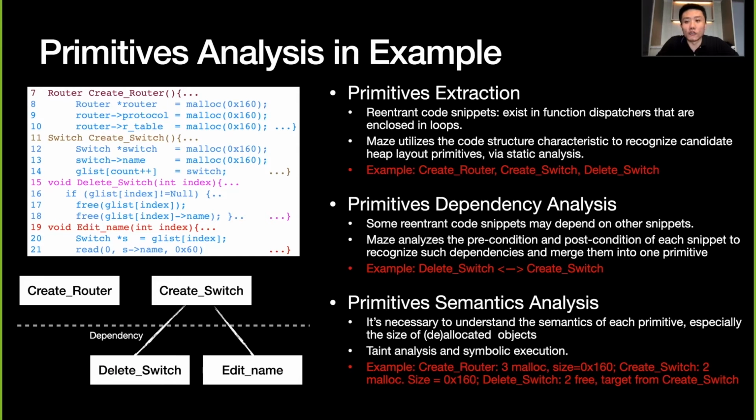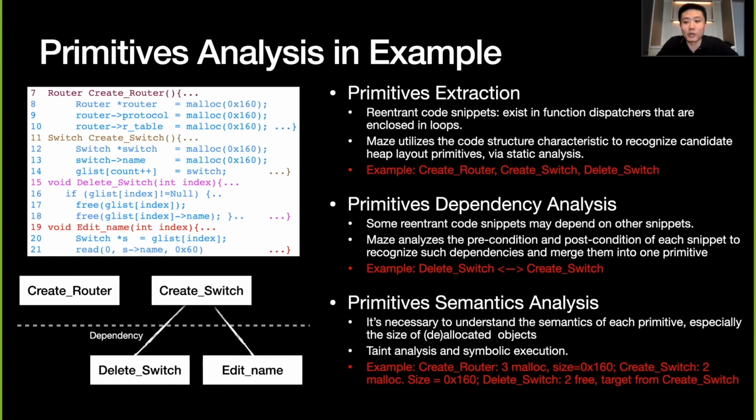First of all, we need to analyze and extract the heap layout primitives from the program. In this example, the primitives are code snippets in a function dispatcher, and the switch case structure in this example is a function dispatcher. And the create router, create switch, and delete switch functions are the primitives. Maze will also analyze the primitive semantics using taint analysis and symbolic execution.